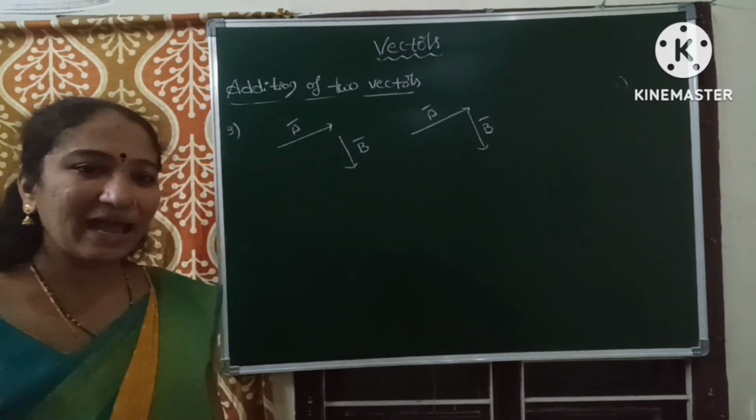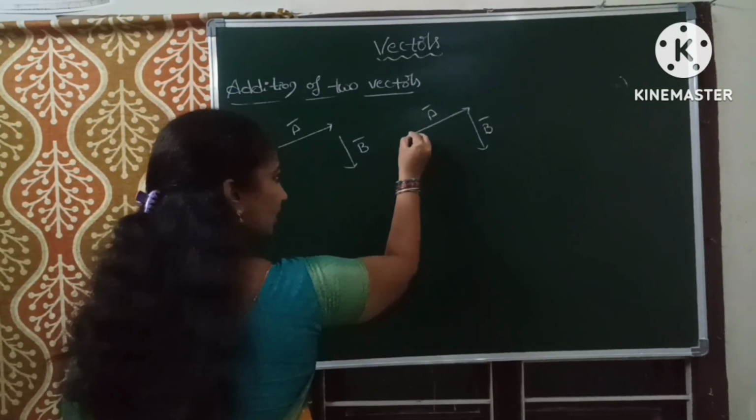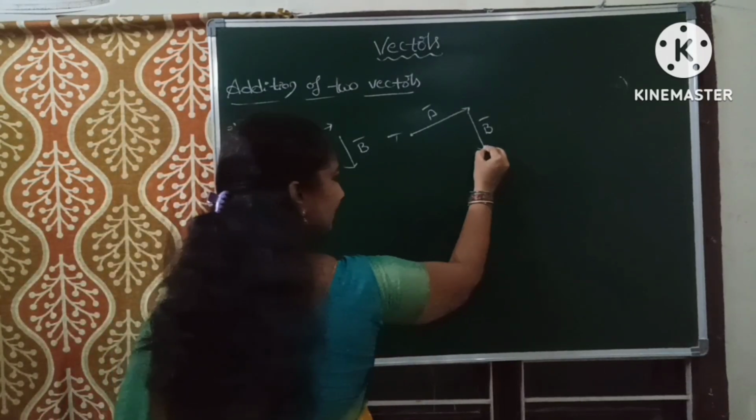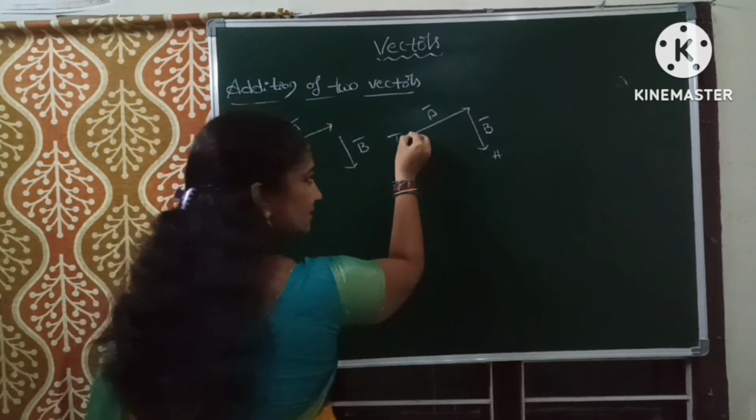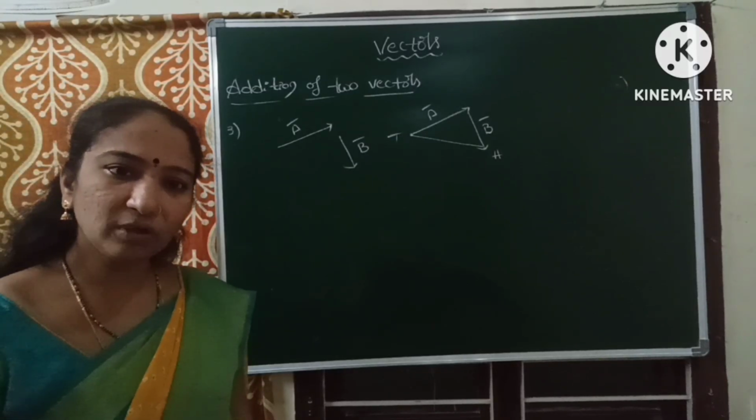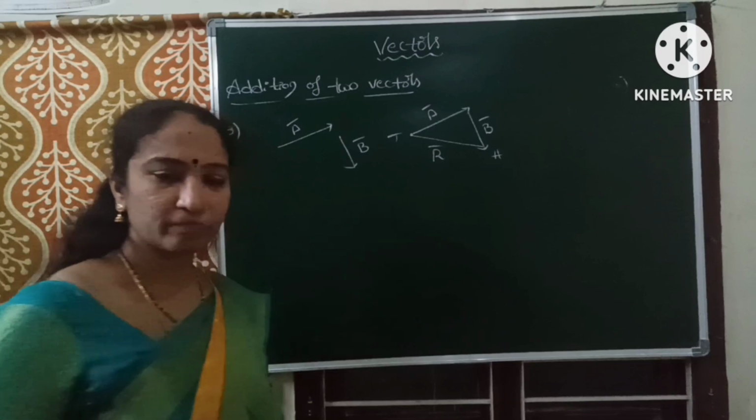Simple. Just draw a line from the tail of the first vector to the head of the second vector. That line only gives us the resultant, R bar.